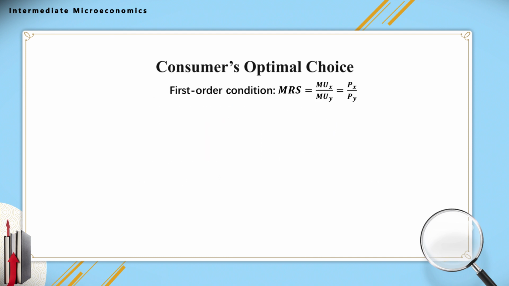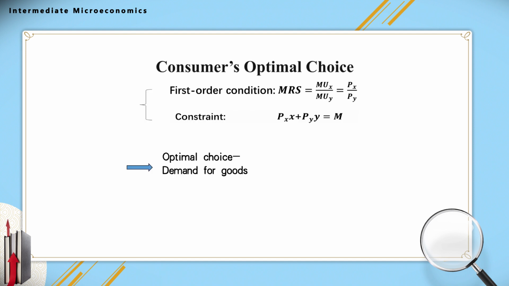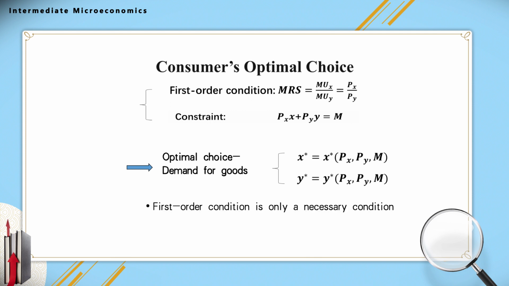Then, combining the first-order condition with the budget constraint, we can find the optimal choice for the consumer. The solution is the demand for the goods, which depends on the prices of the goods and the income of the consumer. You should notice that the first-order condition is only a necessary condition for optimal choice, but not sufficient.